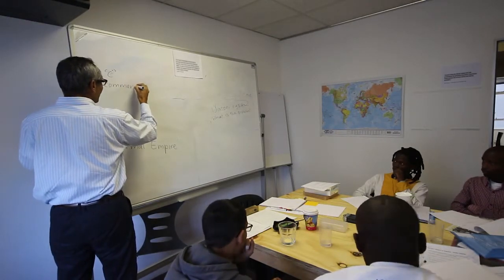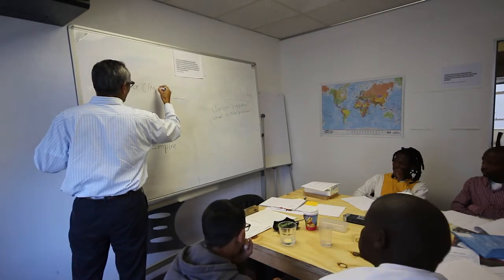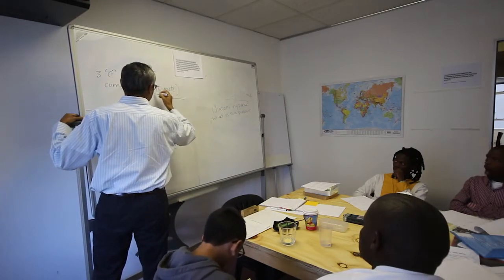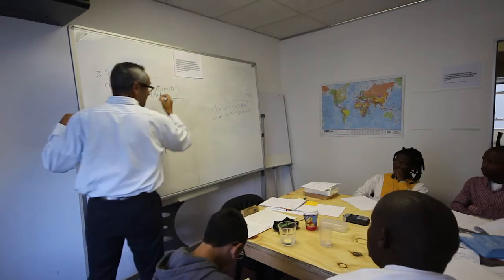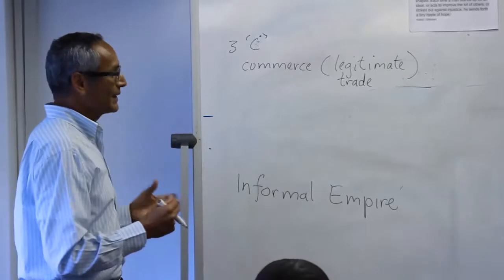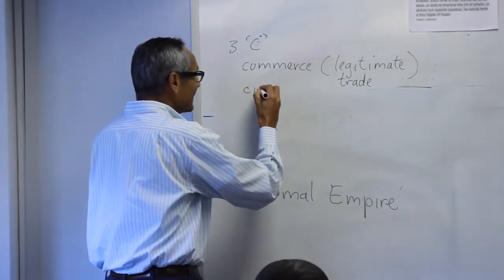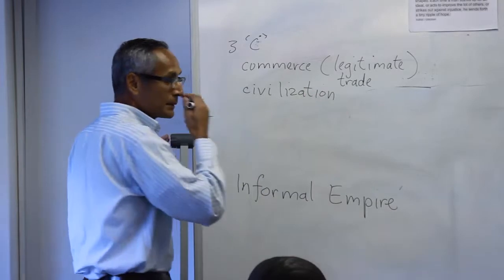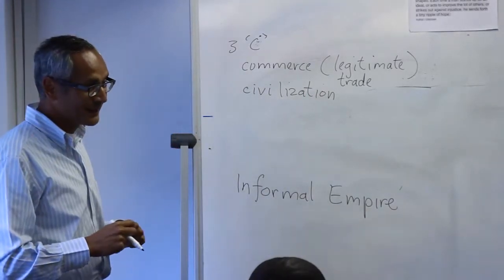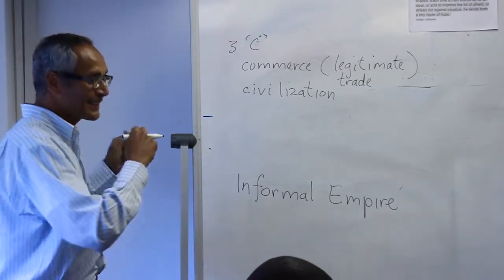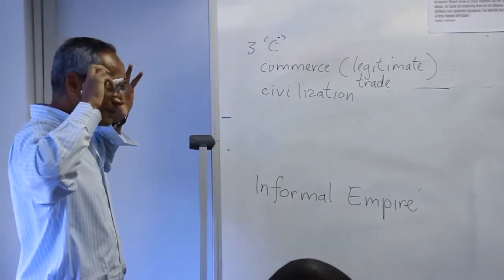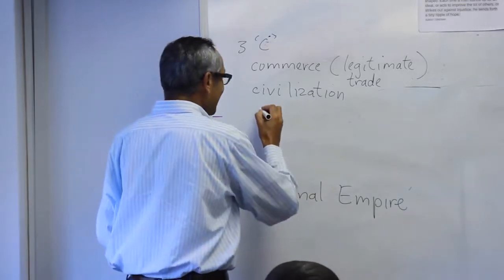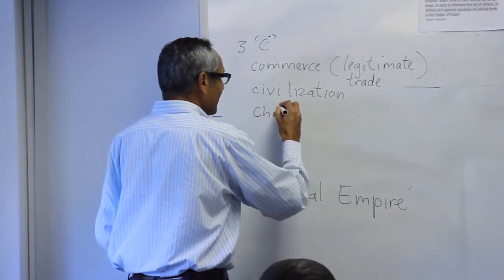Commerce, legitimate commerce. In other words, not commerce in human beings, okay? So it was legitimate trade. Trade in products, trade in goods, trade in raw materials. Then civilization. The idea was the Africans were uncivilized, they were selling and trading in this. We need to spread civilization. And civilization is against slavery and those things. We must push civilization. And what will be the core of the civilization we push will be the other C. It will be what? Christianity.